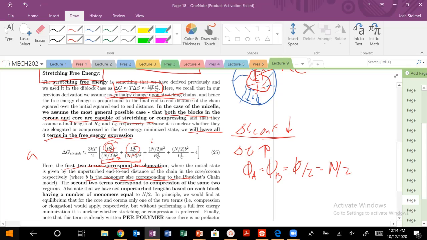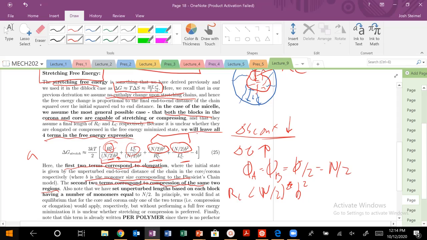So the second two terms are compression of the same two regions. So again, unperturbed ideal length here versus the radius of our core. And so if we're compressed, if RC is less than n to the half squared, right, b squared, then this term is going to explode. And when this value is small, these two terms disappear.